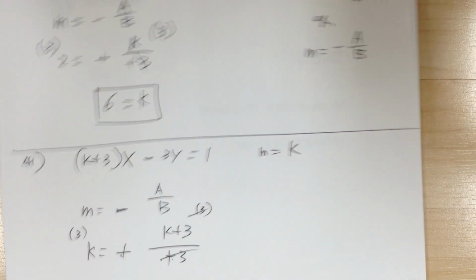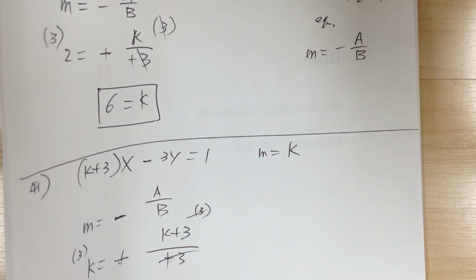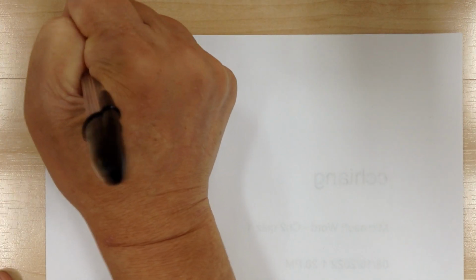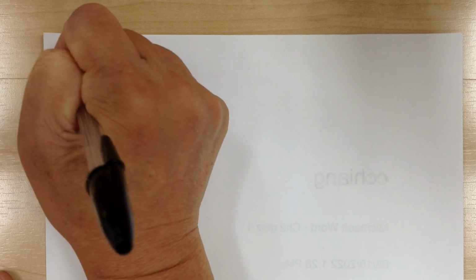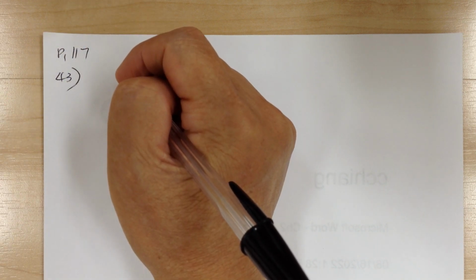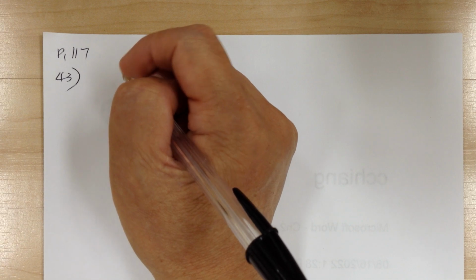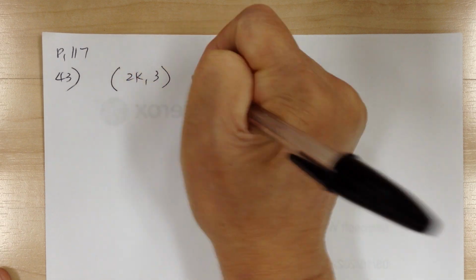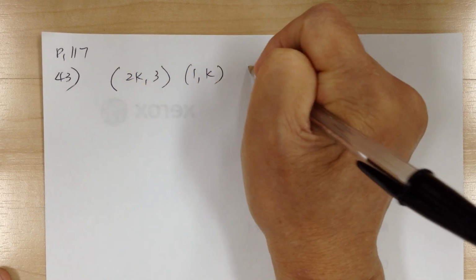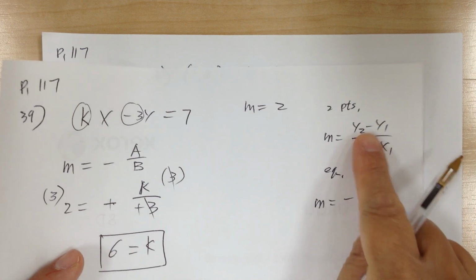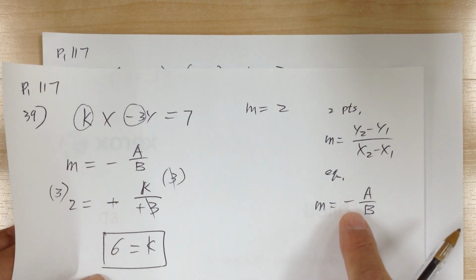Okay, let's go to the next one. Find the value of k so the line through the given points has slope m. Okay, so you have 2 points. You got 2k, 3, and you got 1, k, and slope equal to 2. Now remember this is what I'm talking about, right? When the points are given, you have to use this. When the equation is given, you have to use this.